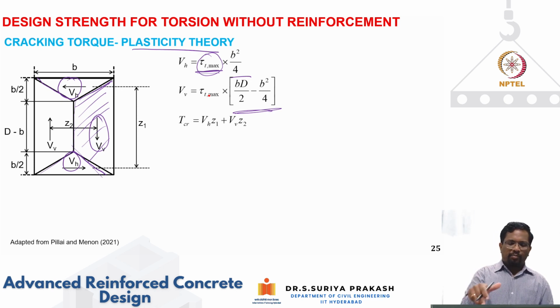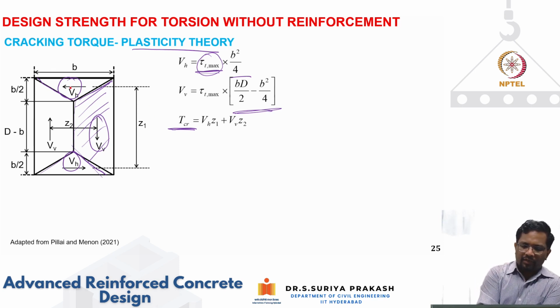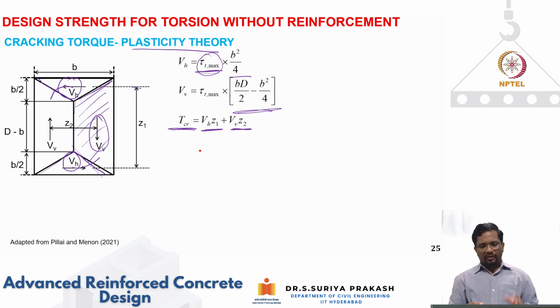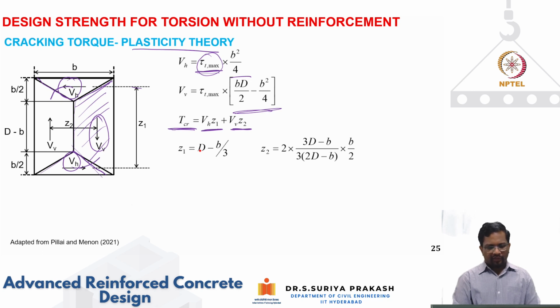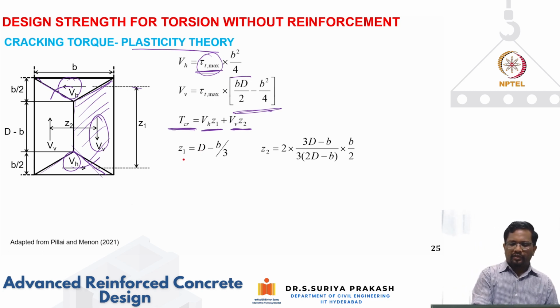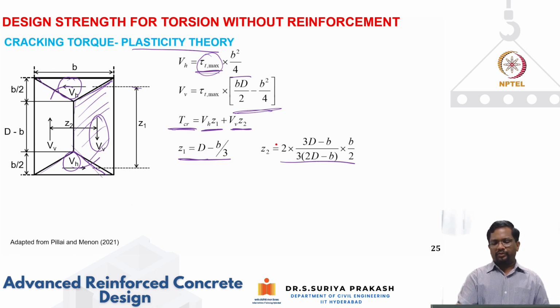Now for the applied torque, I am calculating the torsional cracking moment. All these forces are going to act like a couple. VH multiplied by, let's say, Z1, which is this, is going to give me one torsional resistance. Similarly, VV multiplied by Z2 will give me another torsional resistance. When I add them up, that is the total torsional resistance at cracking. Substituting again from geometry, we can calculate where the centroid is going to be of these areas. That is nothing but D minus b by 3, and Z2 is going to be this. Pure simple geometry calculations.